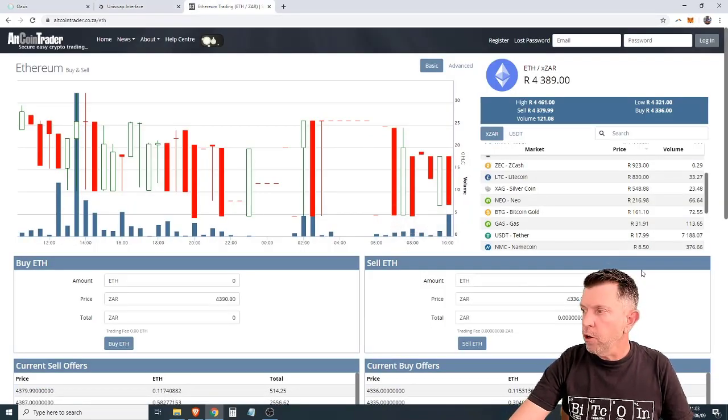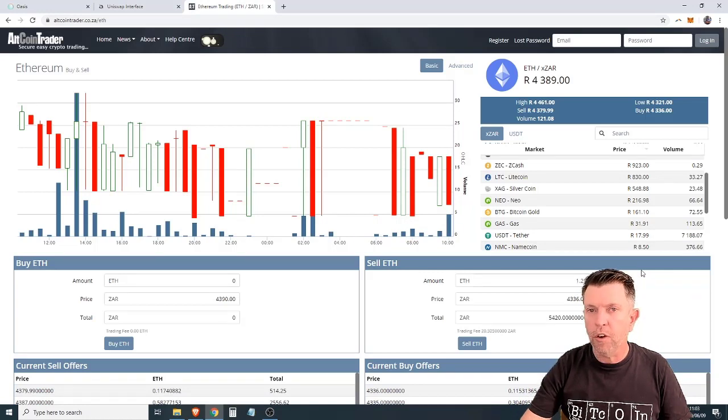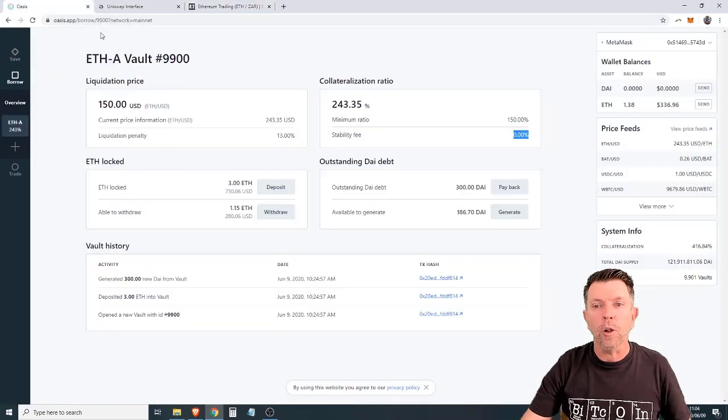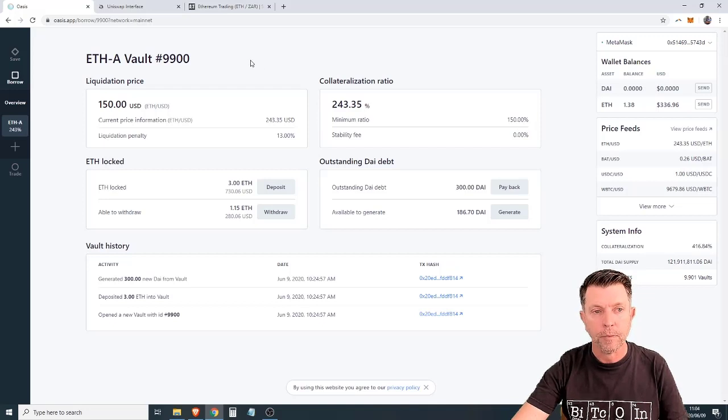Just to go through this, I got about 1.25 Ethereum from that. As you can see, I can now withdraw 5,400 rands into my traditional bank account via Altcoin Trader, and I have money to do whatever I need to do. Now, before we go, I just want to show you the vault and the amazing flexibility that you have in this vault. Let's go through this very quickly.